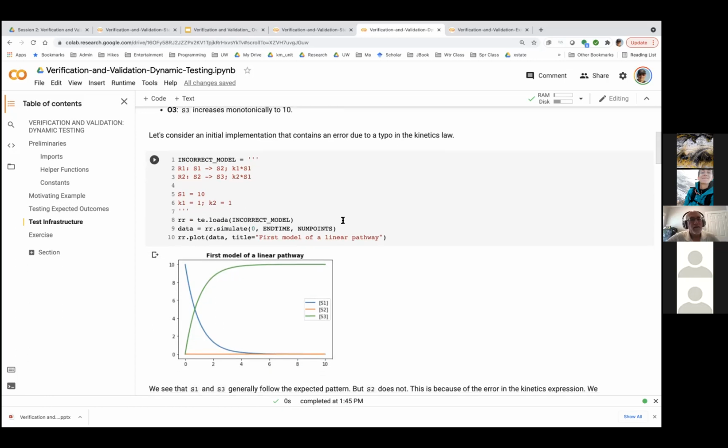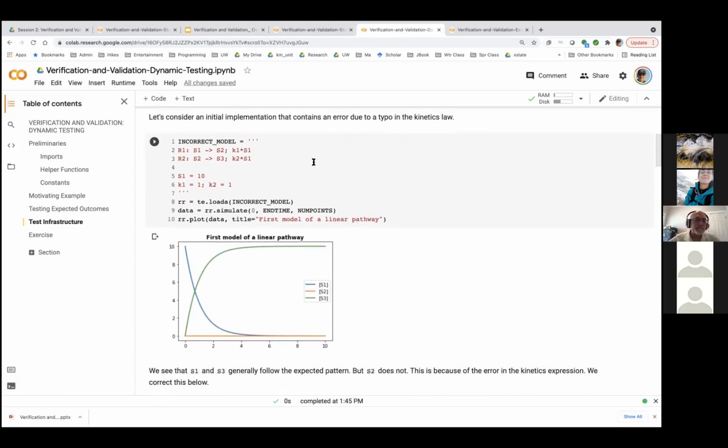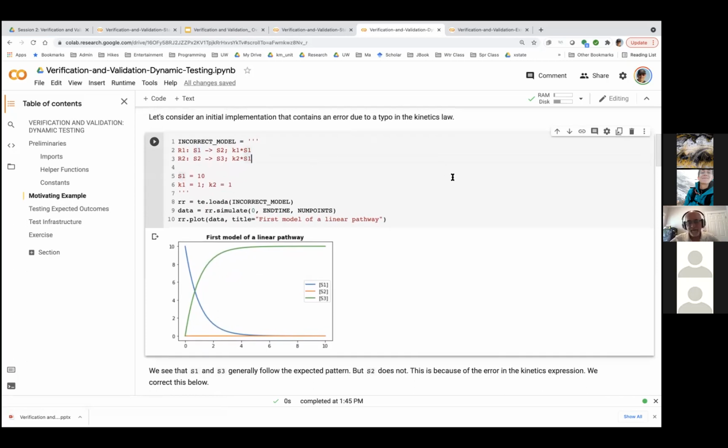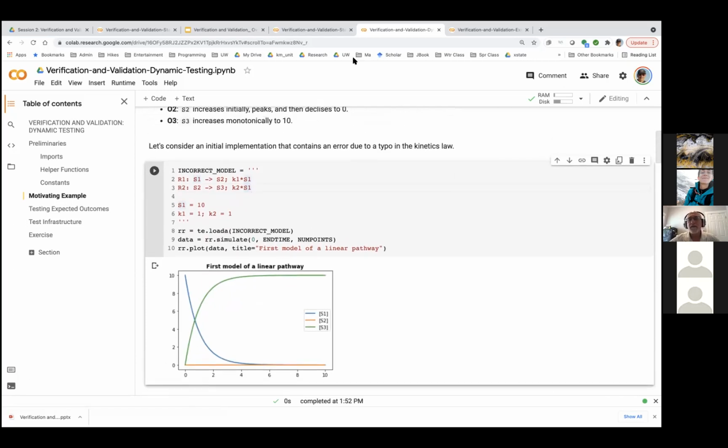So here's an example for this linear pathway. Here's the model. I call it an incorrect model because it has an error in it. Who sees what the error is in this model? Anybody have some thoughts? I'll look in the chat. Oh, yeah, thank you. The second one should be multiplied. Yes, thank you very much. Exactly. Good catch. Yeah, it's right here. That's what the error is.